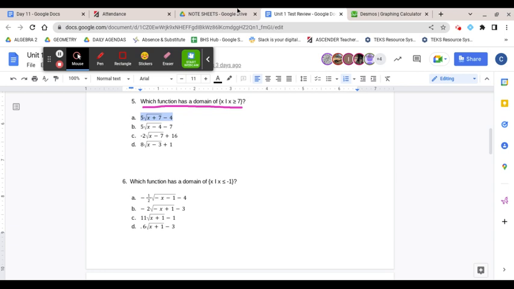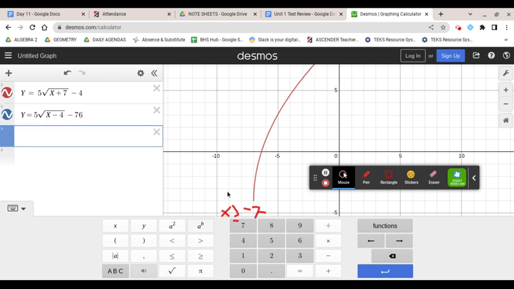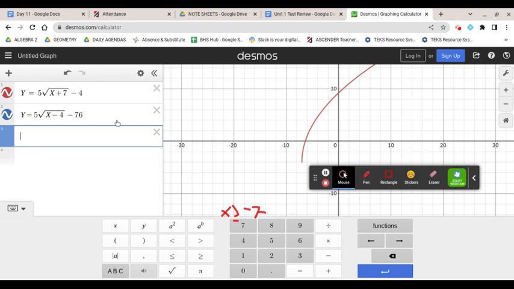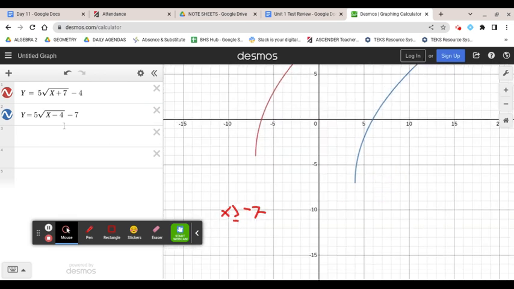5 parentheses x minus 4 rooted, minus 7. So let's try this. y equals 5 root x minus 4, right arrow, minus 7. There we go. All right, there's that blue one. And looking at where the domain starts on this one, the x values start at 4, so we know x is greater than or equal to 4 for that domain right there. Well, that's out. Okay, we need x greater than or equal to 7.